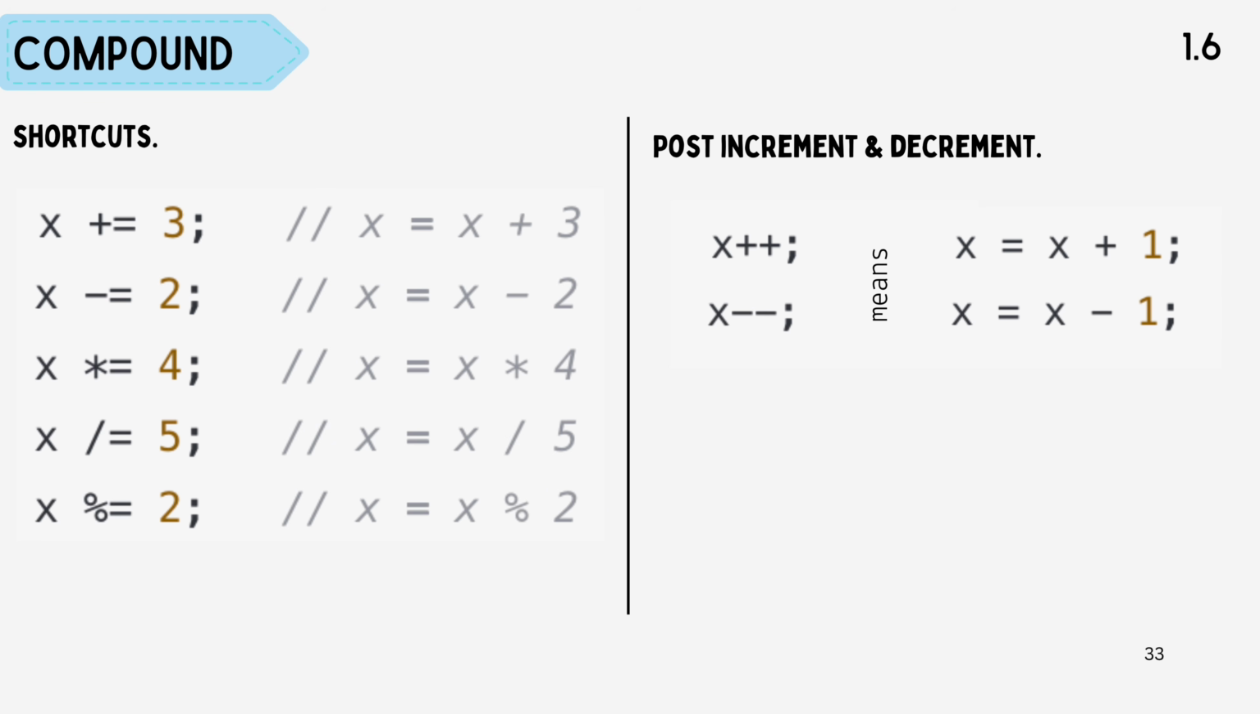Next, we have compound shortcuts. Now this is a small trick that we can do. It's basically where x plus equals 3 is x equals x plus 3. X minus equals 2 is x equals x minus 2. So this is just something you can keep in mind. You might see it in FRQ, MCQ, so just make sure you know that. And then this is post increment or decrement, where we mostly do this in for loops and things like that.